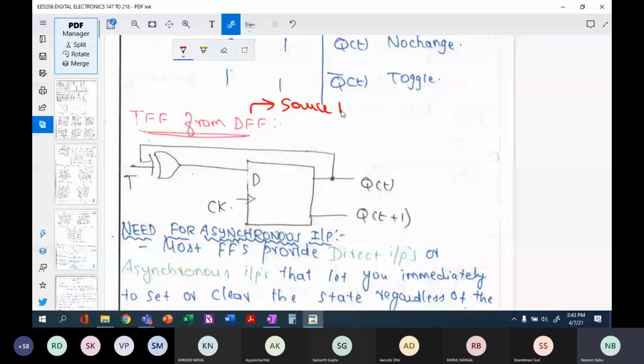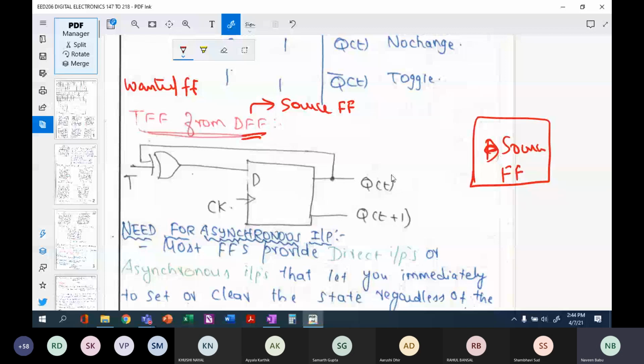Now, what is the logic behind this? It is something like you are having some source and you have to use the particular source to implement something else. So which means that you are having a D flip-flop, and this will be my source flip-flop. What if I want to convert this source flip-flop into the wanted flip-flop? I will create some external circuitry here. In this particular case, you see I'm having an XOR gate. I will use an external circuitry, and what is this external circuitry? This is nothing but a combinational circuit, right?